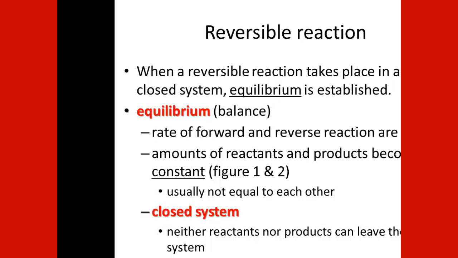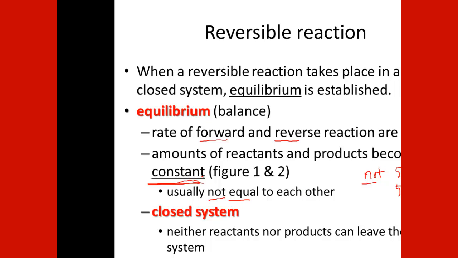So when a reversible reaction takes place in a closed system, equilibrium is established. And what we mean by equilibrium or balance is the rate of the forward and the reverse reaction are equal. Now, amounts of reactants and products become constant. When they become constant, they usually do not equal each other. It's not 50%, 50%. So it's not 50-50, but it's going to be constant, is what we're going to look into.